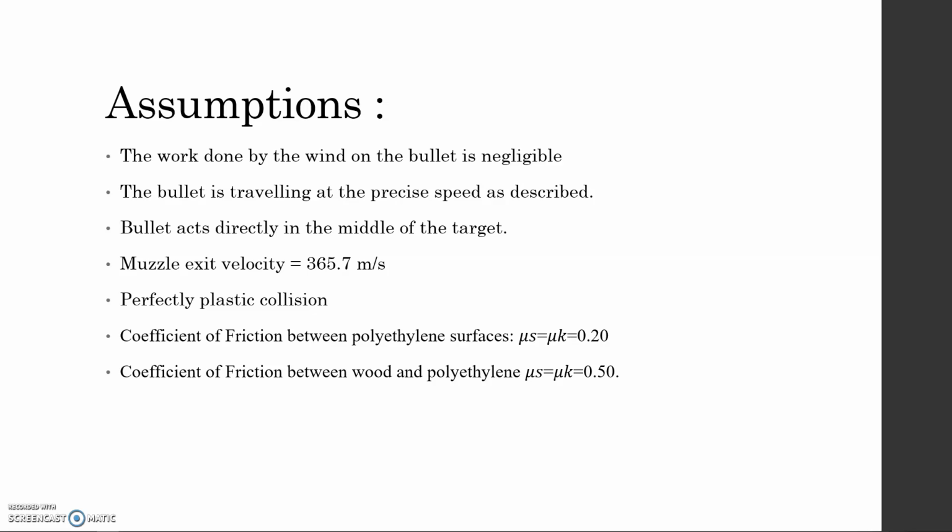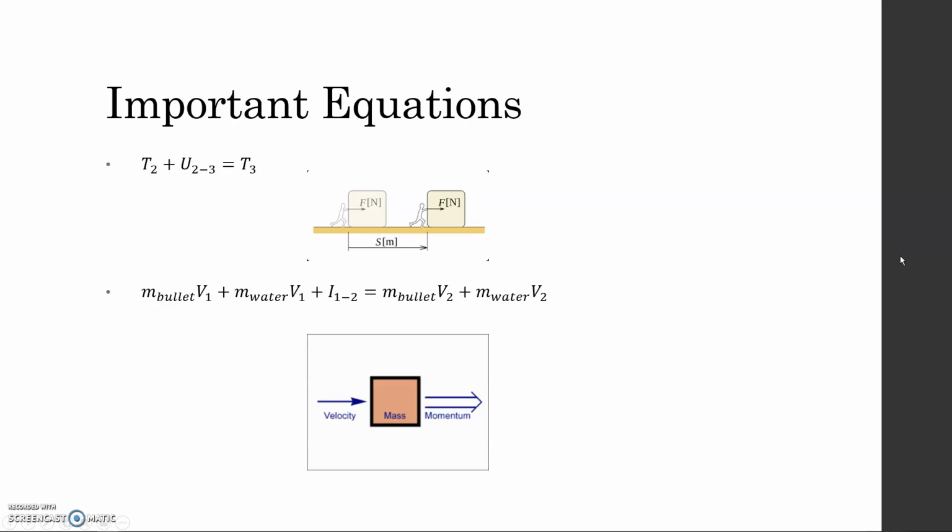We assumed that this was a perfectly plastic collision, which it was, and we used the coefficient of friction between polyethylene surfaces as 0.2, with the static and kinetic friction the exact same. Also, for the coefficient of friction between wood and polyethylene, we had the static and kinetic values at 0.5. They were the exact same. A few important equations here are our work equations and our impulse equations, which we have listed.